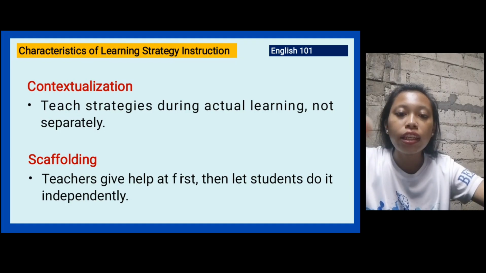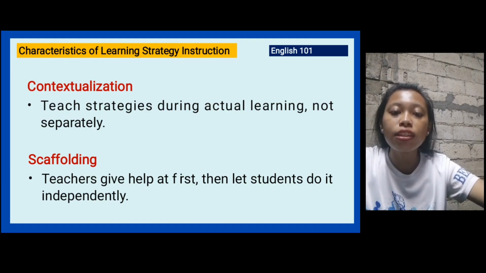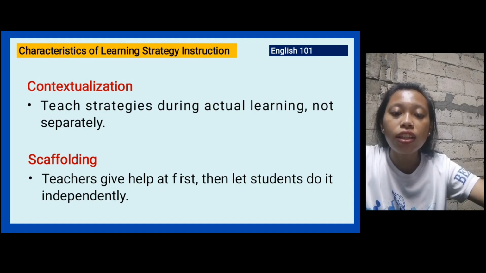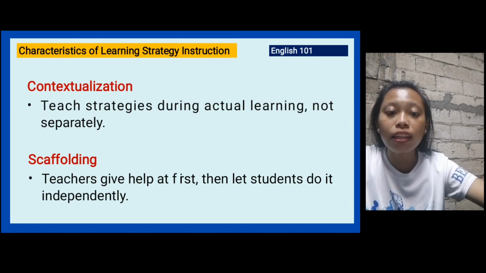contextualization. Teach strategies during actual learning, not separately. Meaning, teach strategies while students are doing real learning tasks, not as a separate lesson. Example, instead of just explaining how to summarize, the teacher lets students practice summarizing while reading a story in class.